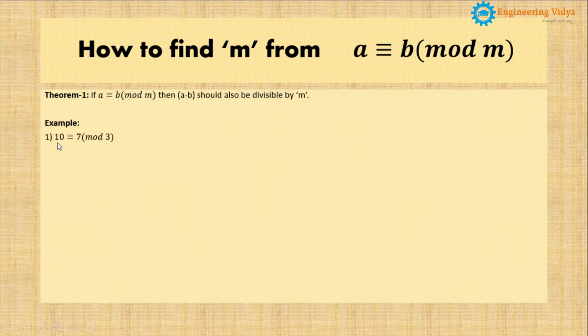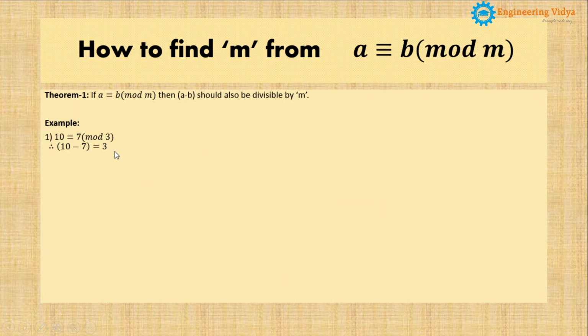Suppose we have the condition 10 congruent to 7 mod 3, and we'll check whether the theorem works here or not. Here a is 10 and b is 7, so a minus b will be 3. Now we check whether this 3 is divisible by m. Here m is 3, and the difference is again 3. So 3 is divisible by 3, and we can say this theorem works in this particular case.